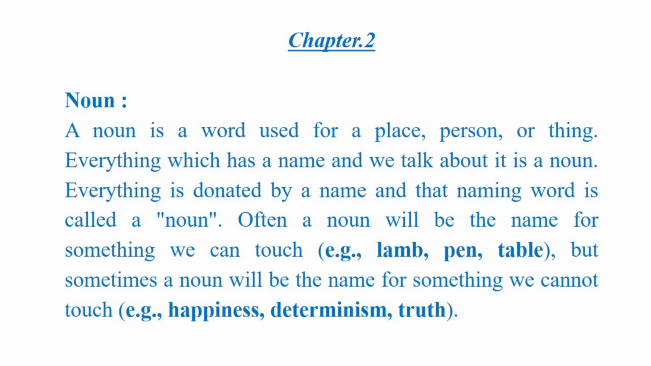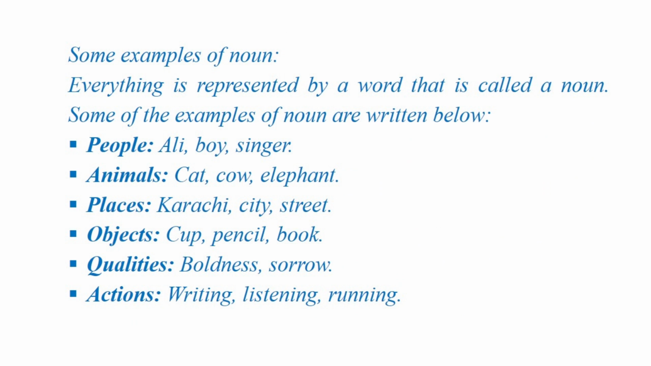Often a noun will be the name for something we can touch, e.g., lamp, pen, table, but sometimes a noun will be the name for something we cannot touch, e.g., happiness, determinism, truth. Some examples of noun. Everything is represented by a word that is called a noun. Some of the examples of noun are written below.